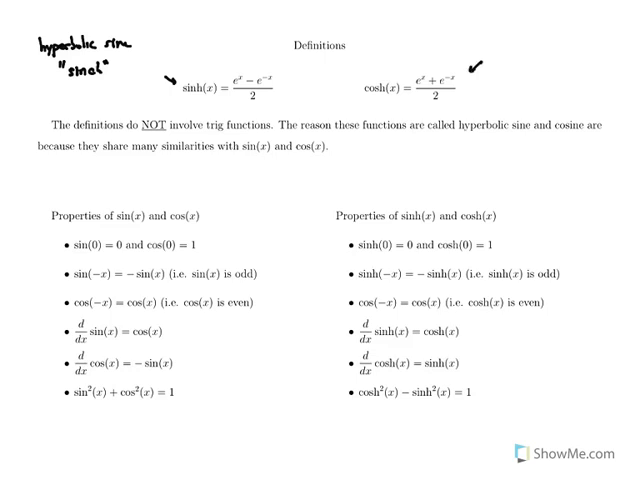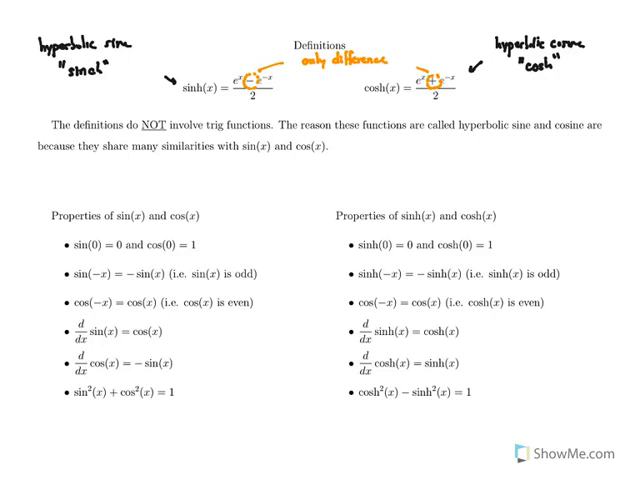Whereas hyperbolic cosine, which we're going to call cosh, is e to the x plus e to the negative x over 2. These definitions are very similar. The only difference is the negative in the sinh and the positive here in the cosh. So here is the only difference between the two.